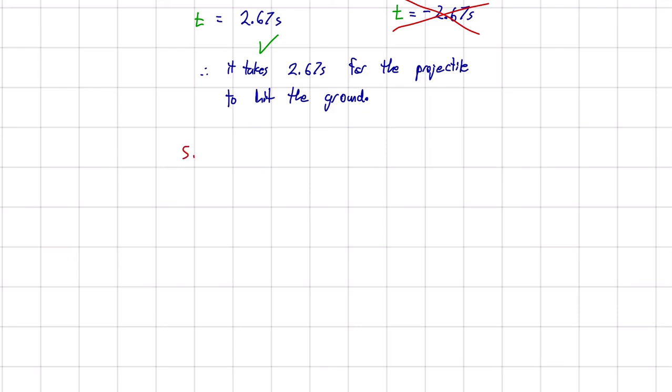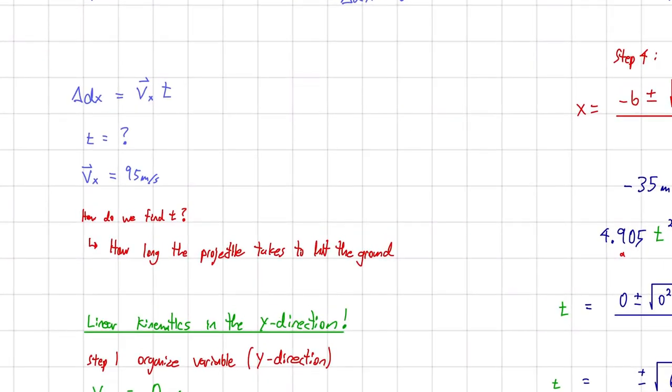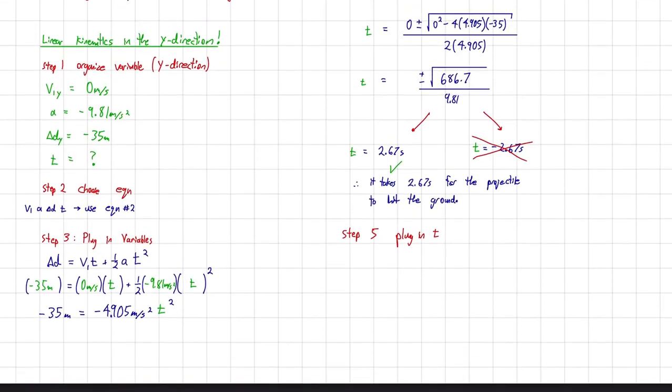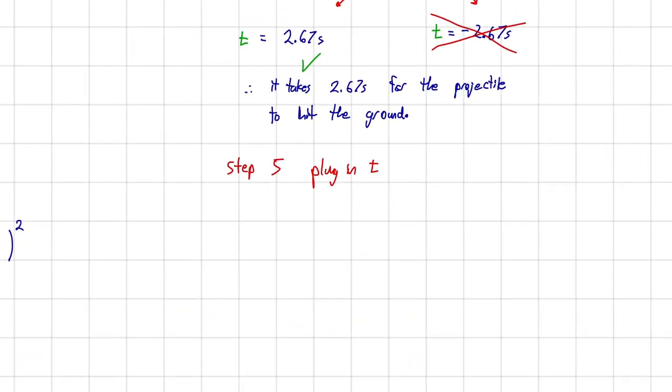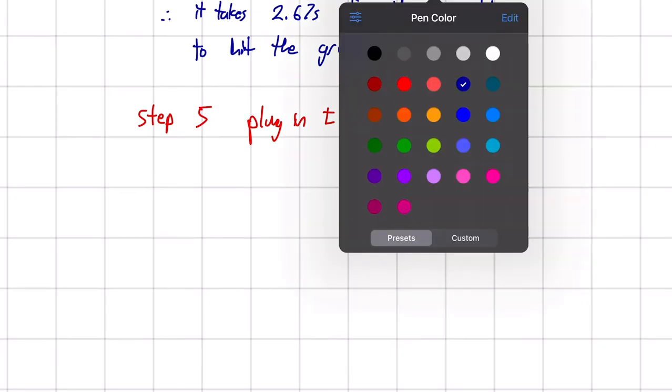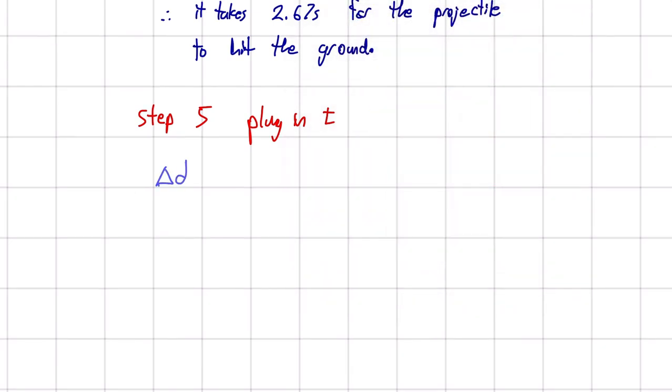And then that brings us to our final step. So step number 5 is going to be to plug in our value for t. So remember this equation that we started with at the beginning? And we didn't know what the value for t was? Well, now we know. Now we have a value for t that we just found. So we're going to go back to that formula where delta dx is equal to t times the velocity in the x direction. And now we have values that we can plug in.